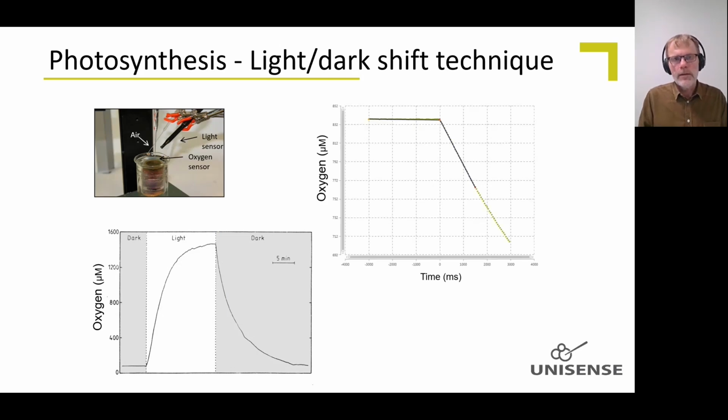If you look in detail, and this is a screenshot from the software, you have a steady concentration of oxygen until light is switched off, and then the oxygen concentration starts to decrease. The signal from the light sensor makes it possible to get the zero for the time axis here, so we know exactly when this break occurs. Software then calculates the slope of the decrease in oxygen concentration, and that is equal to the production of oxygen just before we turned off the light.